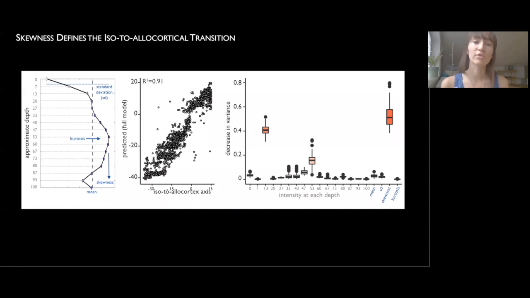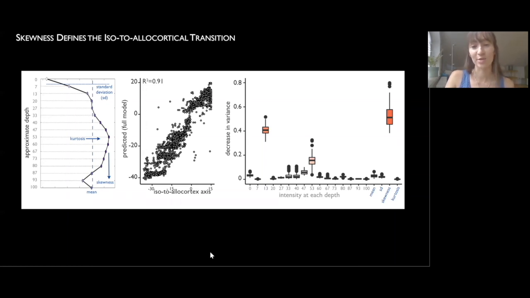Additionally, we could ask which features specifically characterize this transition from iso to allocortex. We extracted a set of features from the microstructure profile, specifically the staining intensity at each depth, as well as the 4 central moments I mentioned before. We fed these features into a random forest regression, where we selected the hyperparameters based on a 5-fold grid search. Then we used 70% of the vertices for training and 30% for testing. The microstructure profile features provided a very high accuracy in predicting the position along the iso-allocortical axis. So here we have a very well-fit model.